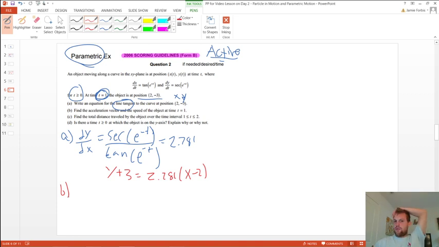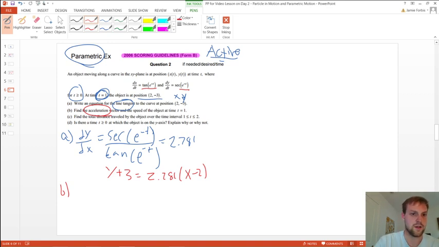B says find the acceleration vector and the speed of the object at time equals 1. Again, this is calc active. So if I want to find the acceleration vector, all I have to do is do the x equation and the y equation in the calculator under your derivative menu, which I think is pretty easy to do.